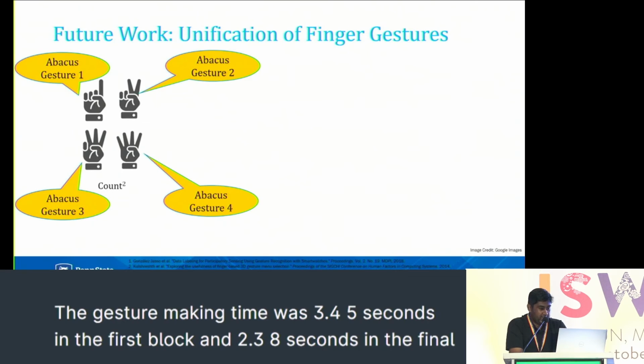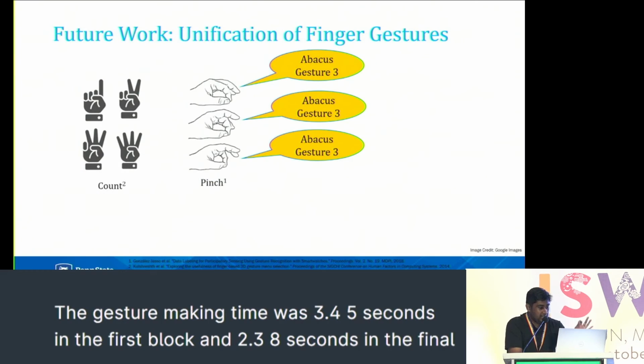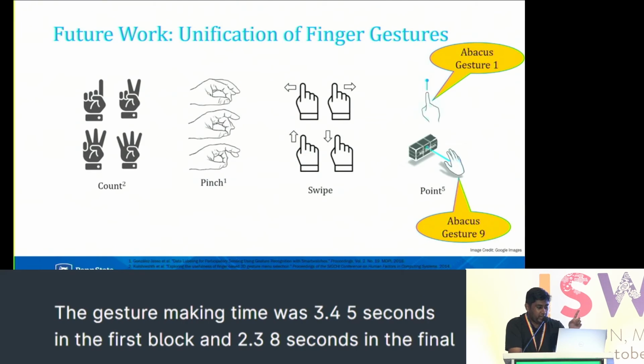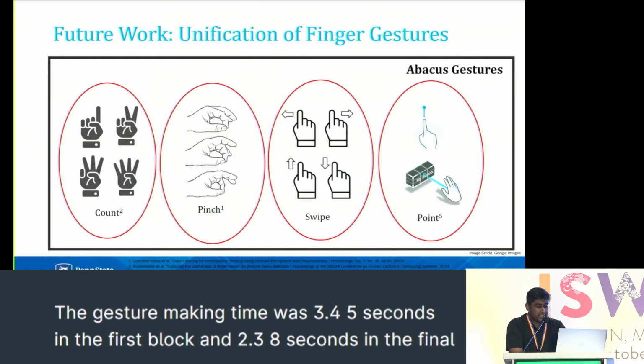Finally, we observed that most of the finger-based media gestures can be represented with Abacus gestures. We have traditional 10-finger counting. These pin gestures are Abacus gesture 3. This can be 1 with a movement direction, and this is 1 or 9 with a projection of the pointer on the screen. We envision Abacus gesture as a superset of most, if not all, finger-based media gestures, and we try to adapt our framework as a general one that supports additional finger-based media gestures.